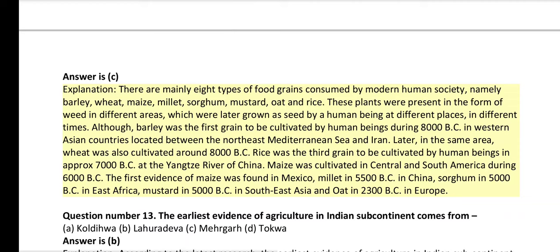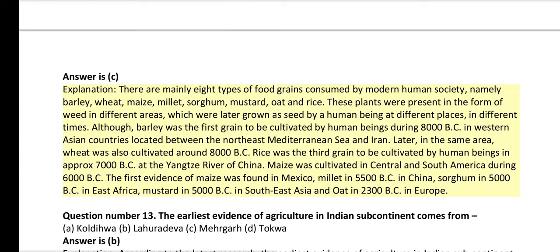Barley was the first grain to be cultivated by human beings, during 8000 BC in the Western Asian countries located between the Northeast Mediterranean Sea and Iran. Later, in the same area, wheat was also cultivated around 8000 BC.